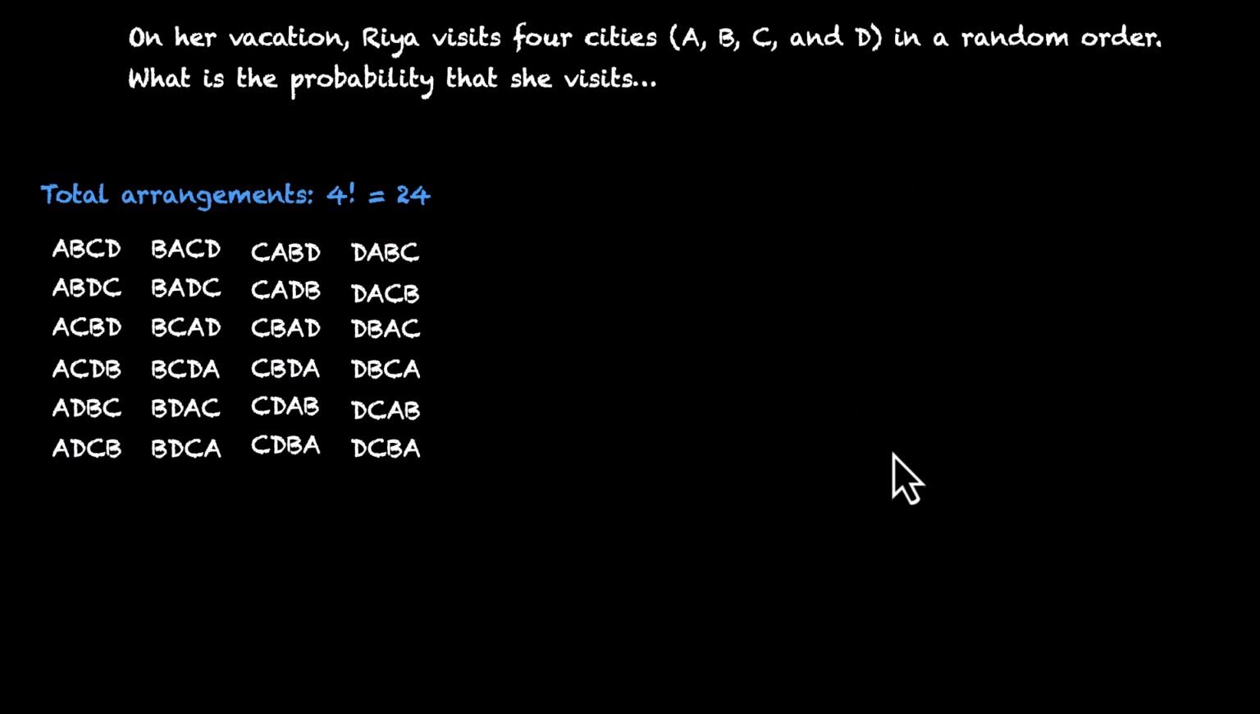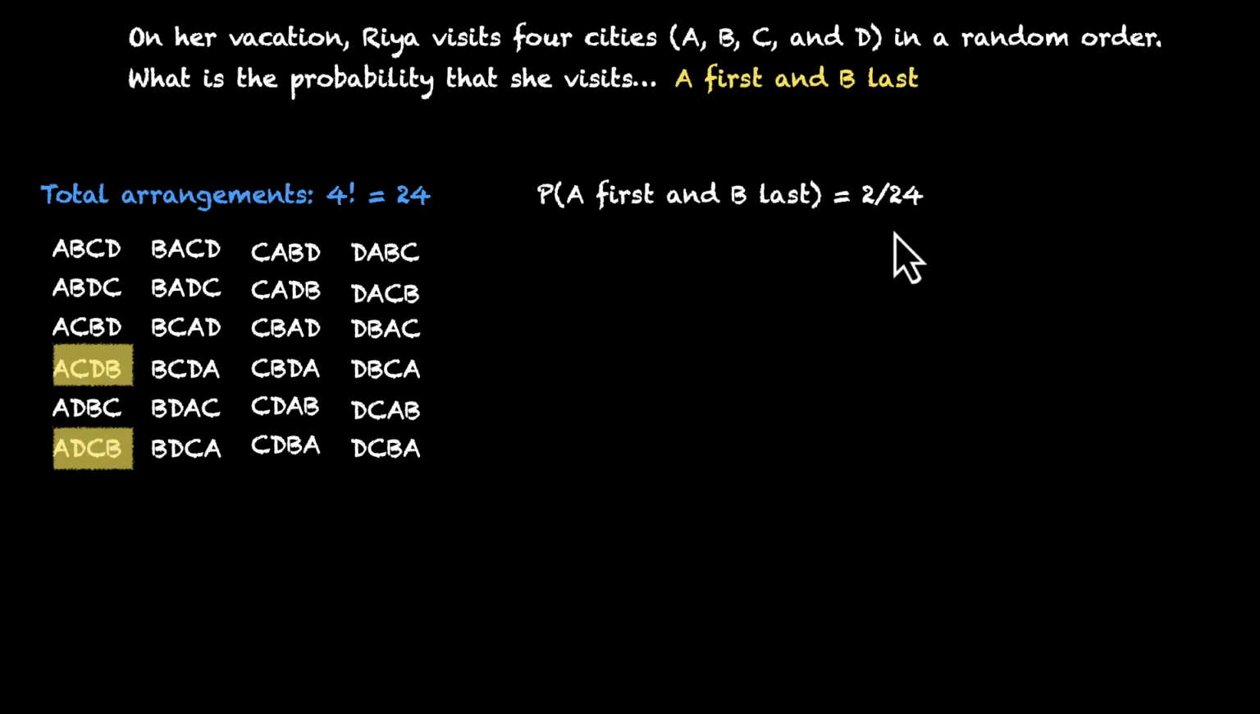Alright, let's keep moving. A first and B last. Pause the video, try this out. Okay, A first, which means we're looking at these 6. And in these, we have B last, which means this one and this one. So A first and B last. That's it. So total favorable outcomes, that's 2. And total outcomes is 24. 2 by 24 is 1 by 12. That's the answer.